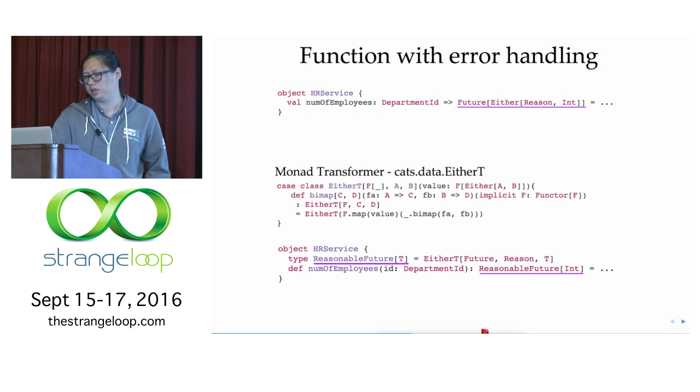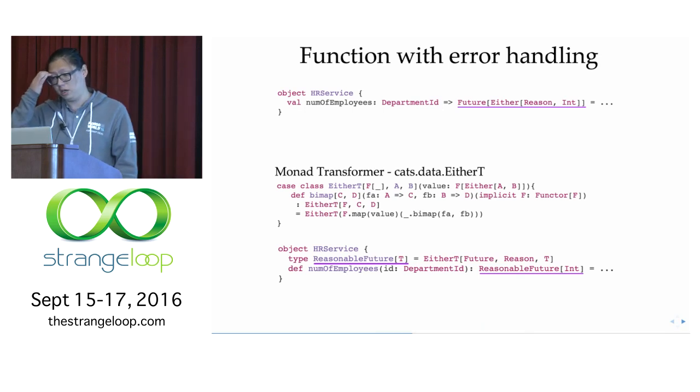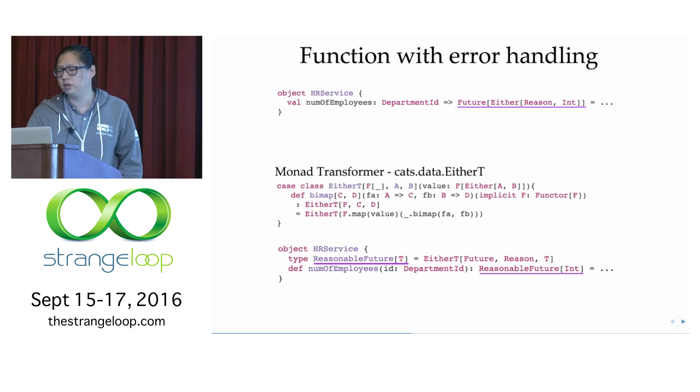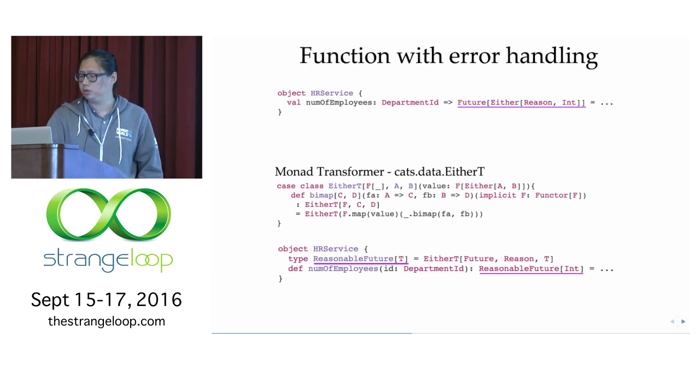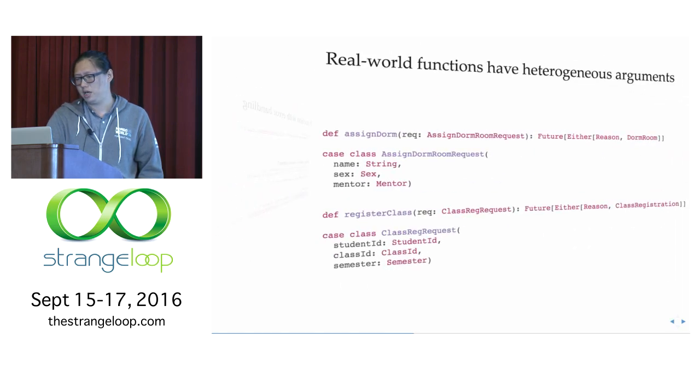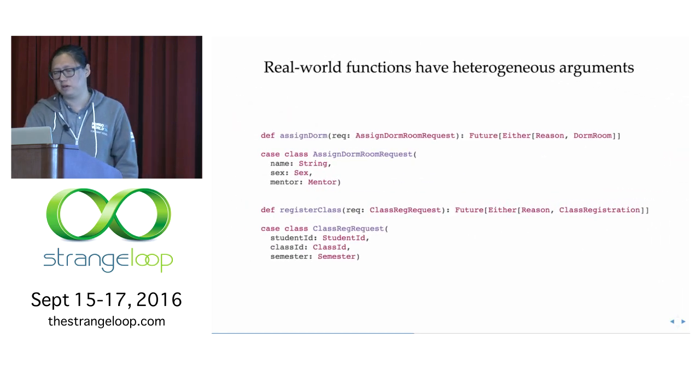And then instead of using Future, you use ReasonableFuture, which has this error handling baked in. It's essentially just the Future of Either of Reason and T. So with that, it's the same thing as before. We have a bunch of functions. Instead of returning a Future of something, we return a ReasonableFuture of something, but they are both just monads, so we can compose them the same way using Kleisli. So that's that. Okay, now we go to the next level.